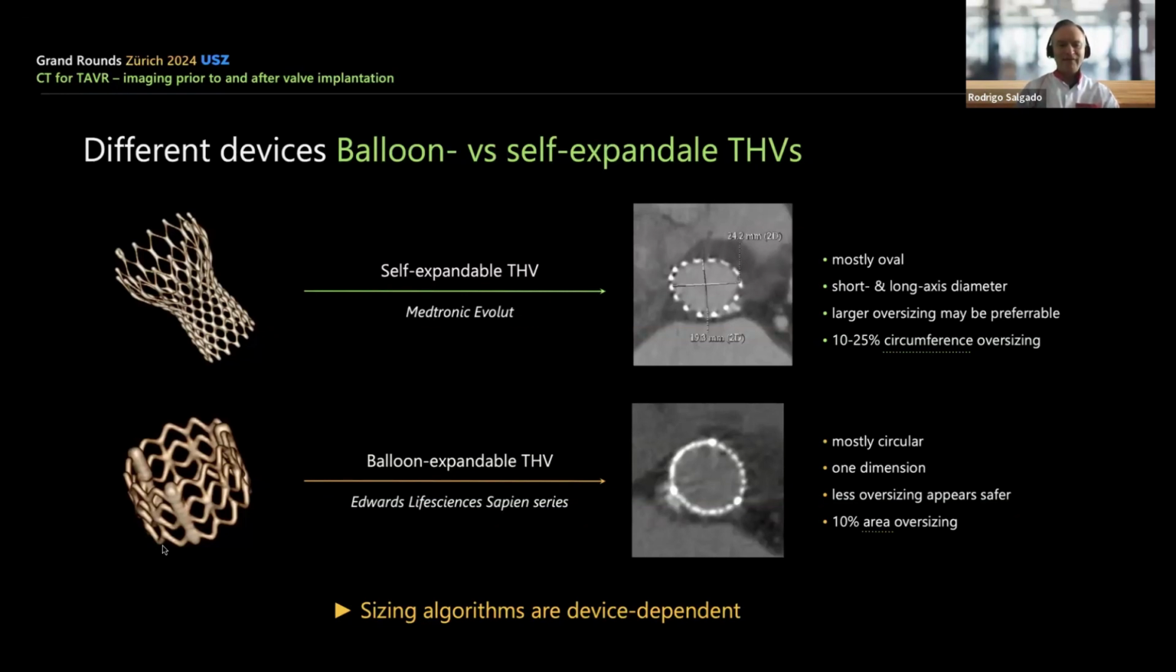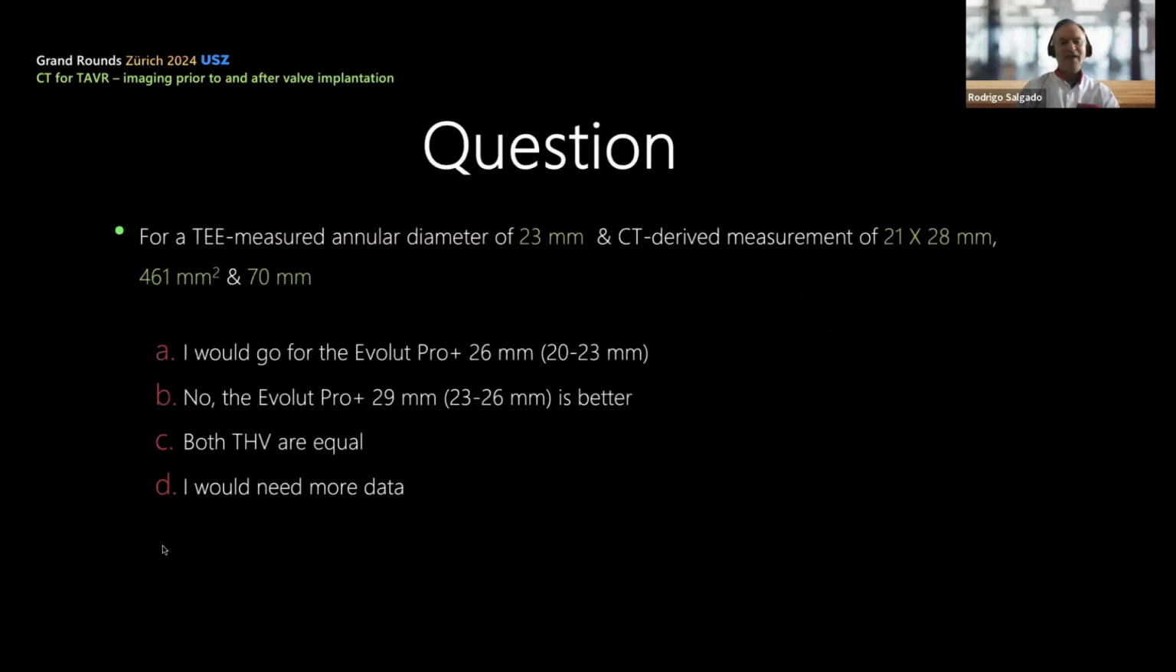In order to have sufficient sealing, these valves have some degree of oversizing, meaning that for a self-expandable valve, we aim at 10 to 25% of circumferential oversizing, while for a balloon expandable valve, we aim at about 10% of area oversizing. And this is important because one of the questions that I get asked from time to time is, how do we actually help selecting the best kind of valve? What are these measurements bringing to the table? So I would like to solve for you in 2 slides the following case.